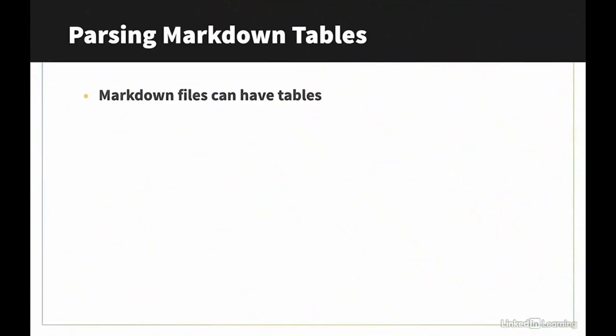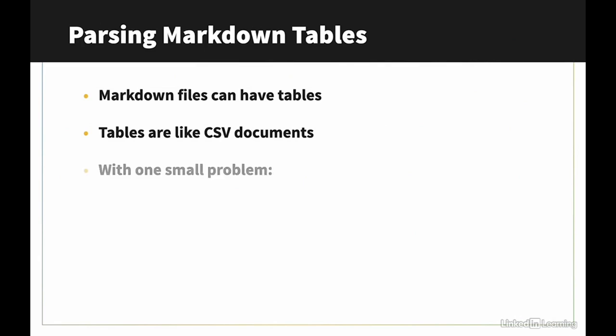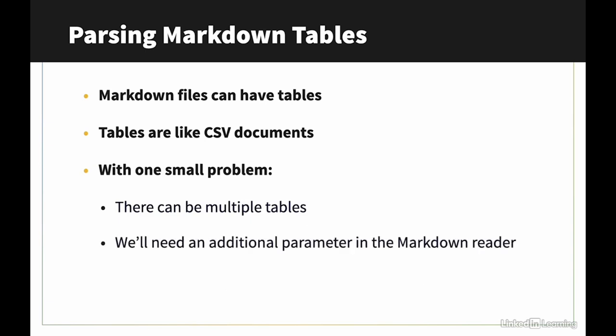A document in Markdown format can contain tables of values. A table is very much like a CSV document. It has columns and rows. However, a Markdown document may be a whole chapter of a book, which means there may be more than one table. This means the read method needs a parameter to select a specific table from a larger Markdown document.